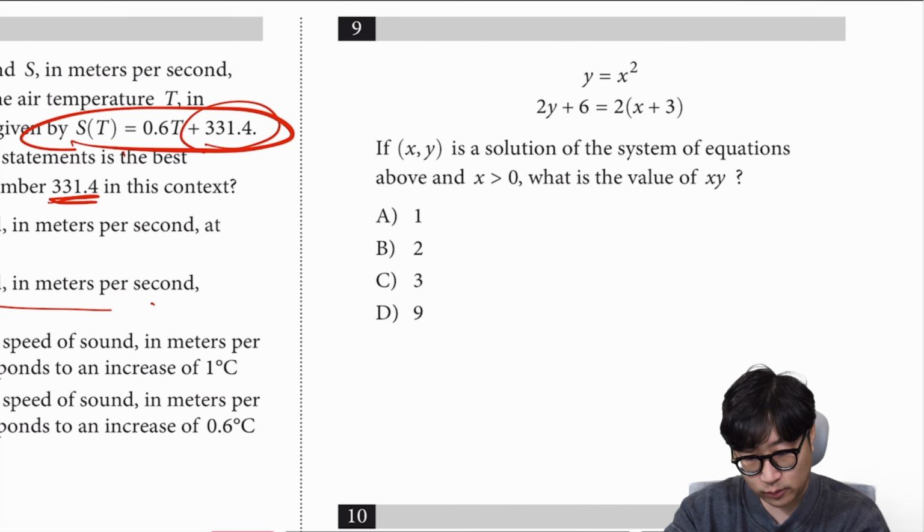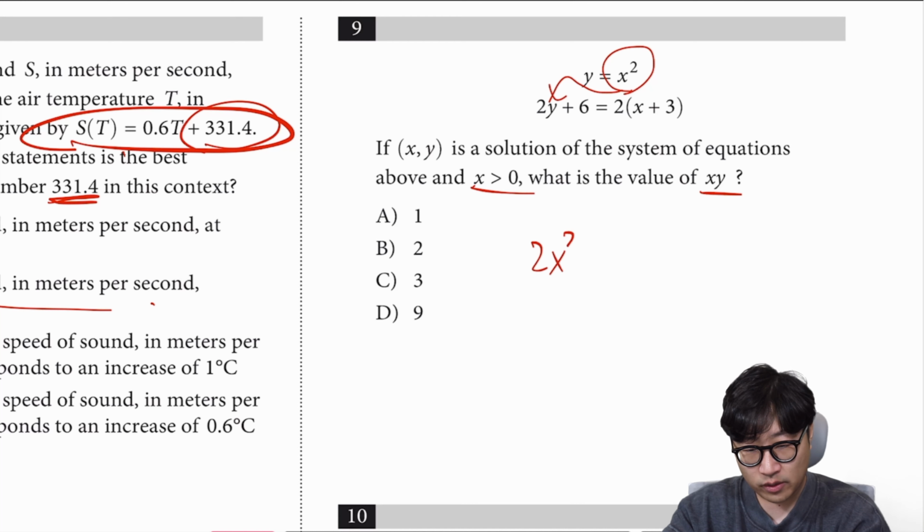Number 9, if xy is a solution and x is greater than 0, what is the value of xy? Okay, so first of all, put that right there in the place of y, because y is equal to x squared. So 2x squared plus 6 is equal to 2. If you distribute that, 2x plus 6. Go ahead and subtract 6 on both sides. Get this out of the way.